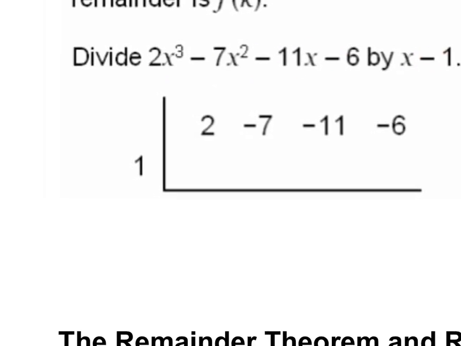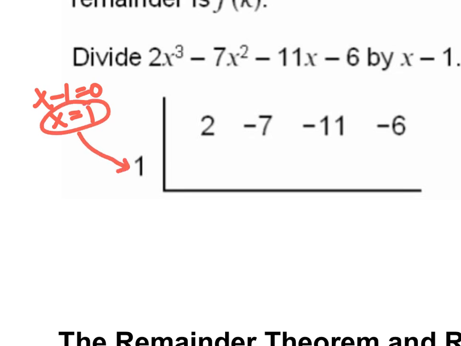And so what we found was that if we take x minus 1, set it equal to 0, we get x is equal to 1, okay? And that's how I get this number here. That's how I get my divisor, okay? It's really important that we remember that. All right, so let's go ahead and do synthetic division here.